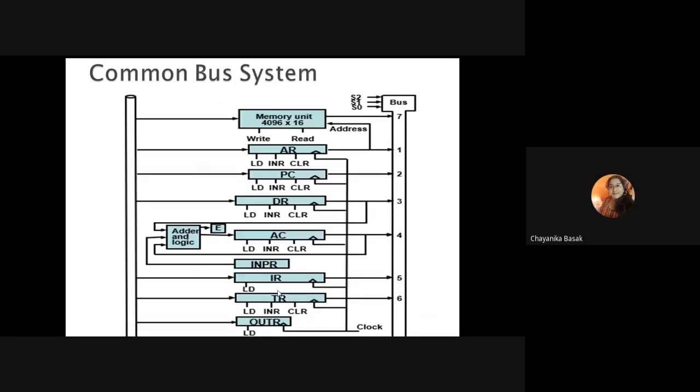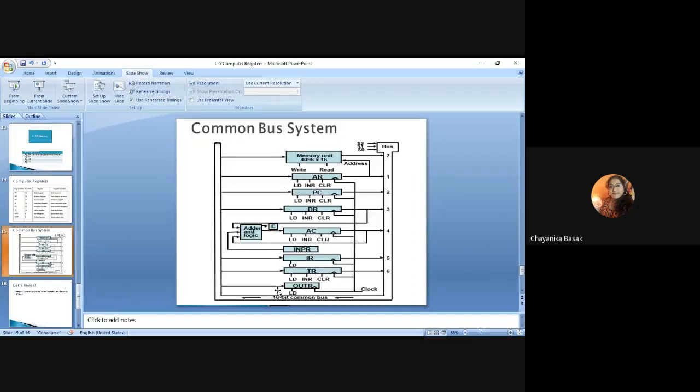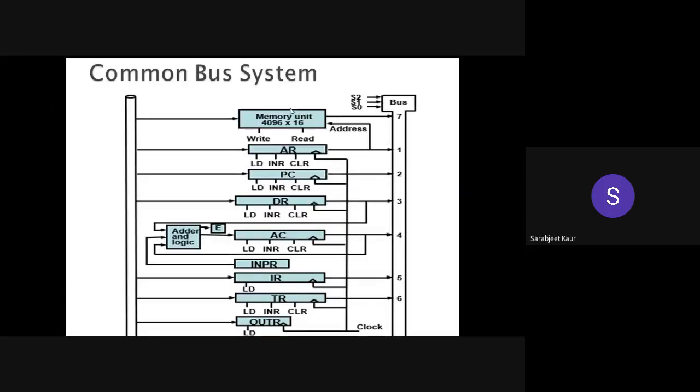Yes, ma'am. Excuse me, ma'am. Yes, tell me. Ma'am, I wanted to ask, in this bus system diagram, what is this write and read under the memory unit? Beta, I already told you. So please see the corresponding number to the memory: main memory is 7.